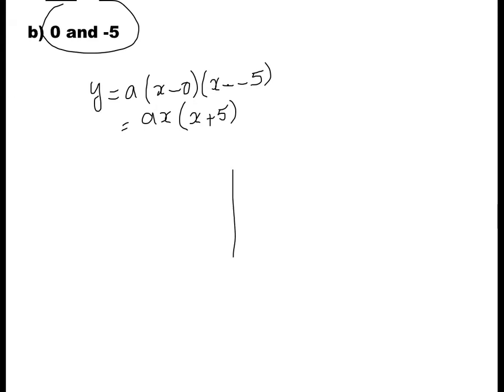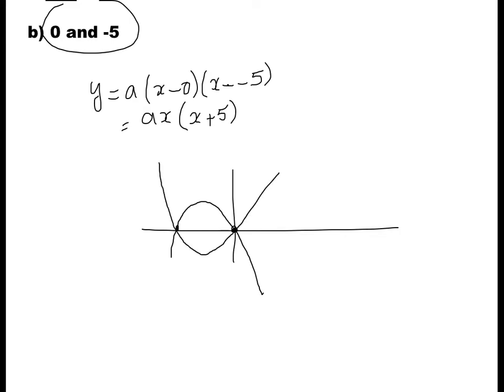Now, if I want to plot it again, 0 is here, -5 is here, then you can have a member going like this, another member going like this, another member going like this, and so forth. So an infinite number of parabolas can be drawn satisfying this condition. To uniquely specify one parabola, I need another point to specify what the value of a is.